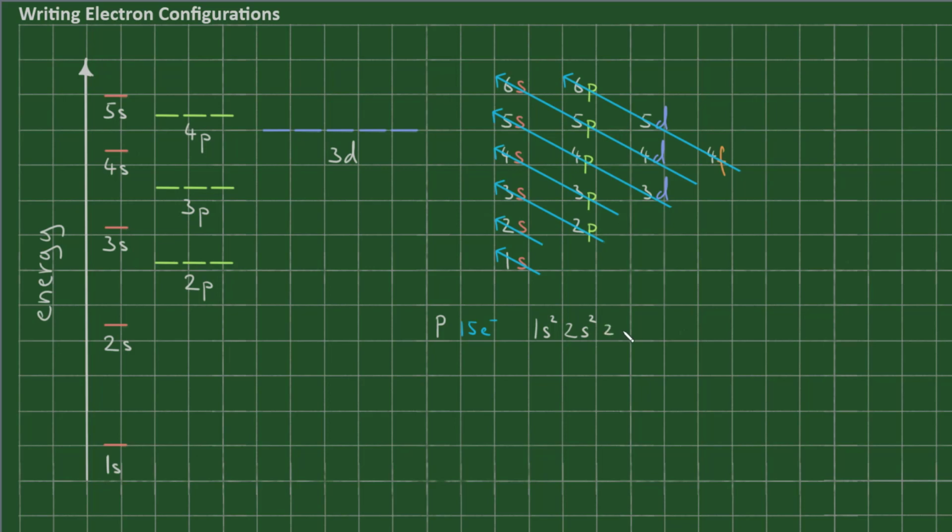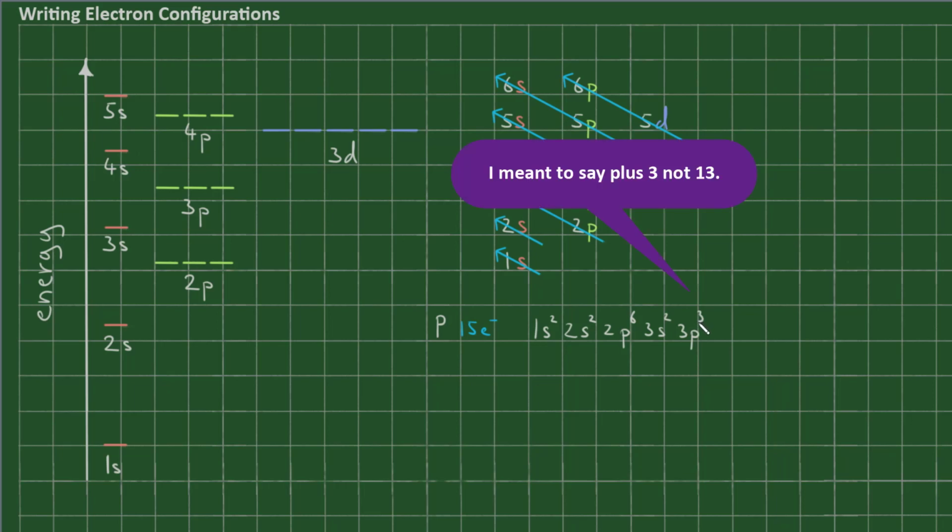Next one is 2p. There I will have 6 electrons. After that I have 3s and there I will have 2 electrons. Then, according to my arrows, I hit the 3p orbitals. So I have 3p and I will have 3 electrons there, because that will add up to 15. 2 plus 2 is 4, plus 6 is 10, plus 2 is 12, plus 3 is 15.